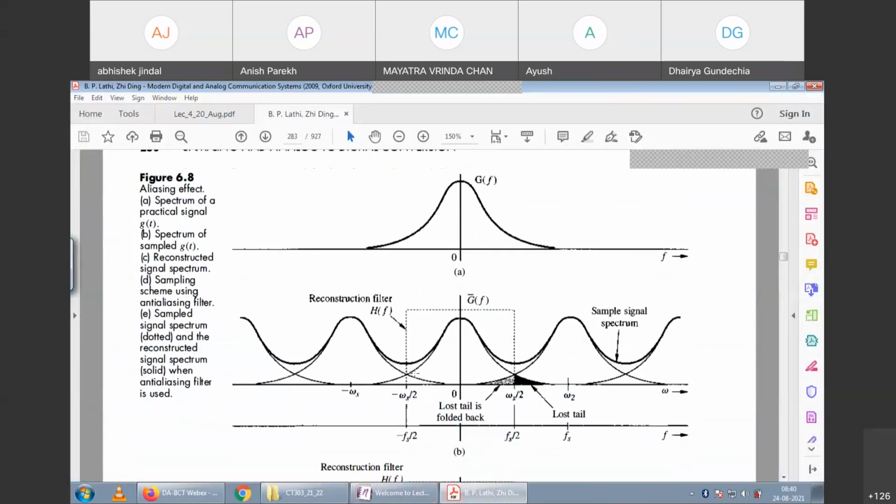Now you can observe. This is the original spectrum, and this is the spectrum which comes after shifting this signal to fs. Since this is not going to be zero after this, it is not strictly band limited, so it goes up to infinity with very low values. So definitely both the spectrums will collide at some point.